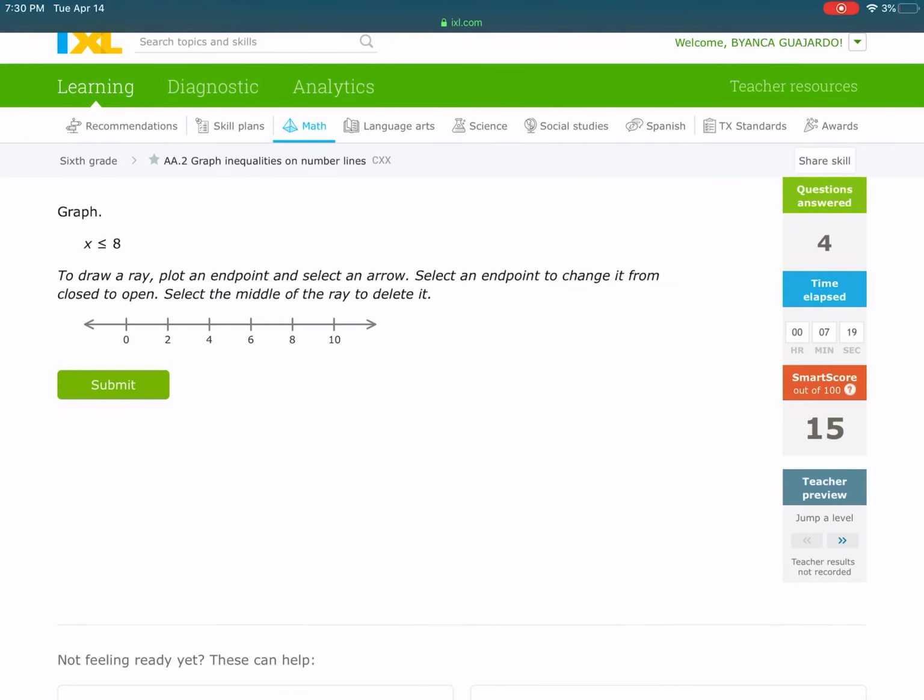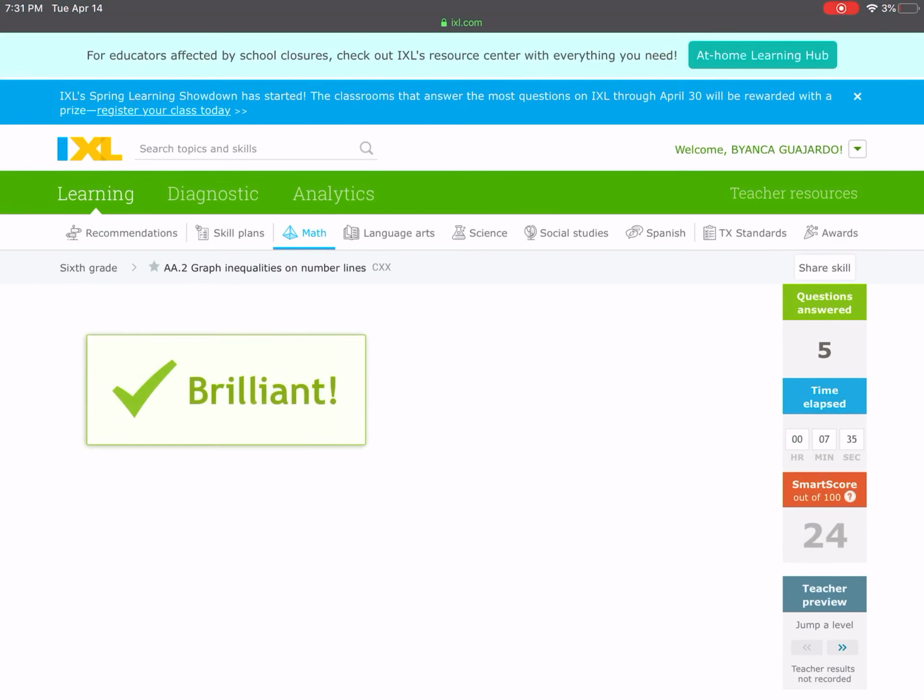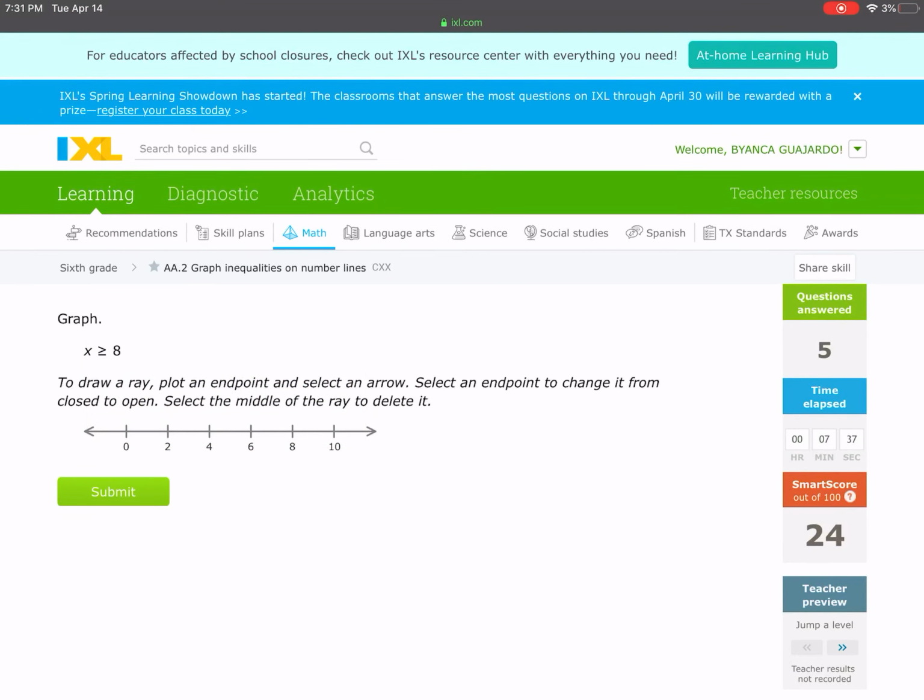One more. I have x is less than or equal to. Once I see that little line, I know it's a closed circle at 8. So now I have x is less than, and I want to get all the way to the end. Less than or equal to 8. Submit. Perfect. If y'all have any questions, go ahead and reach out to me.